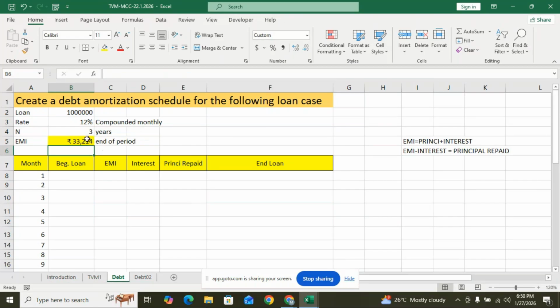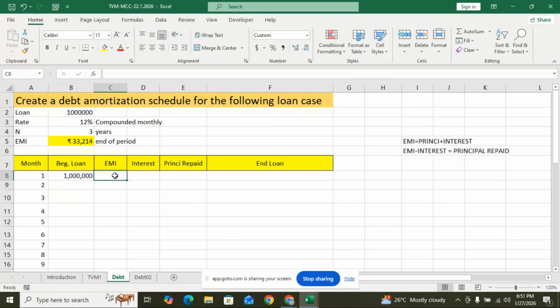That red working will go off. It will be a normal figure. So now you start with the debt amortization schedule. Your beginning amount of loan is equals to 10 lakh. Take that cell reference, equals to 10 lakh. Press enter. So your initial loan amount is 10 lakh for the first month.